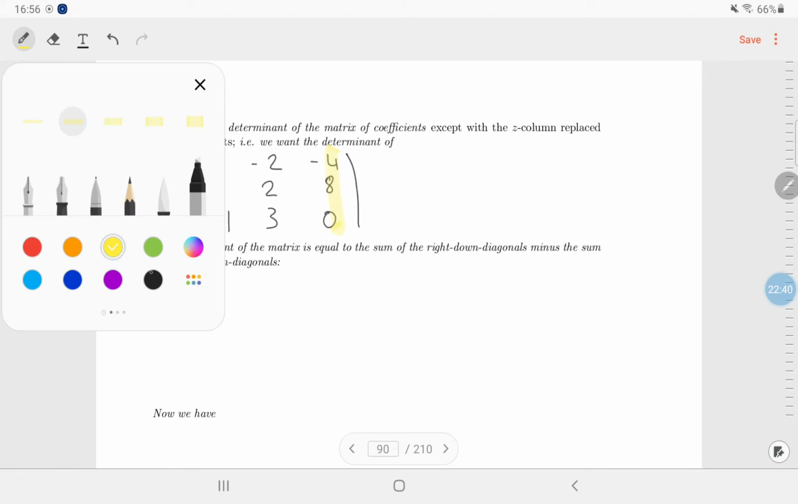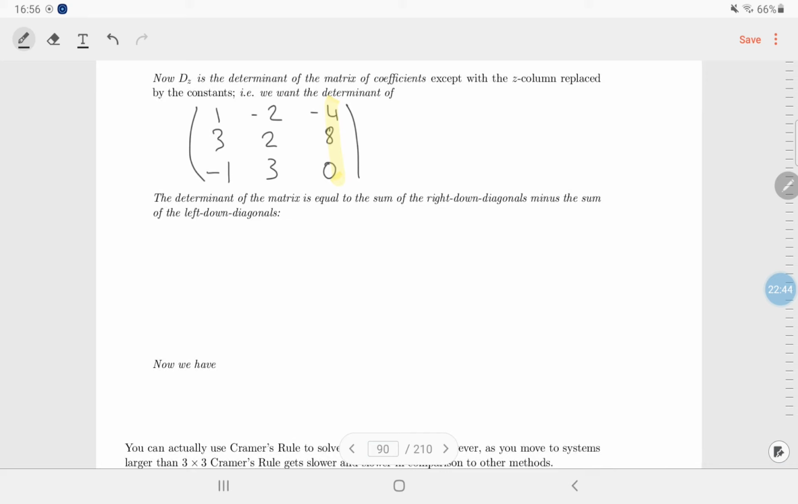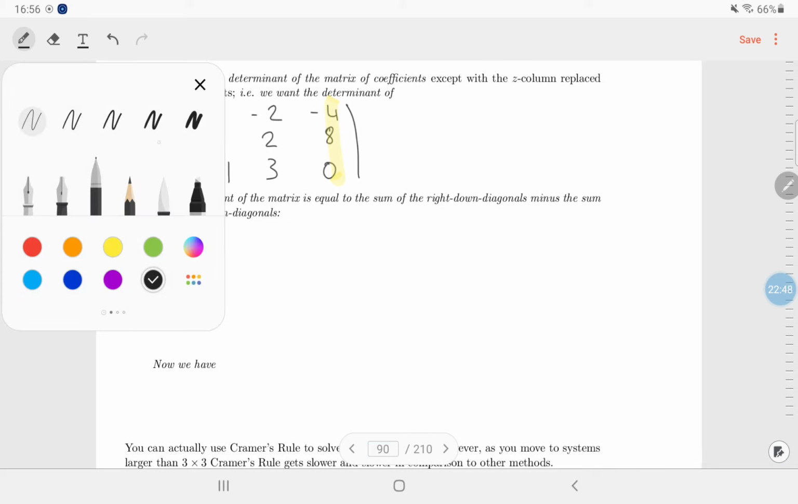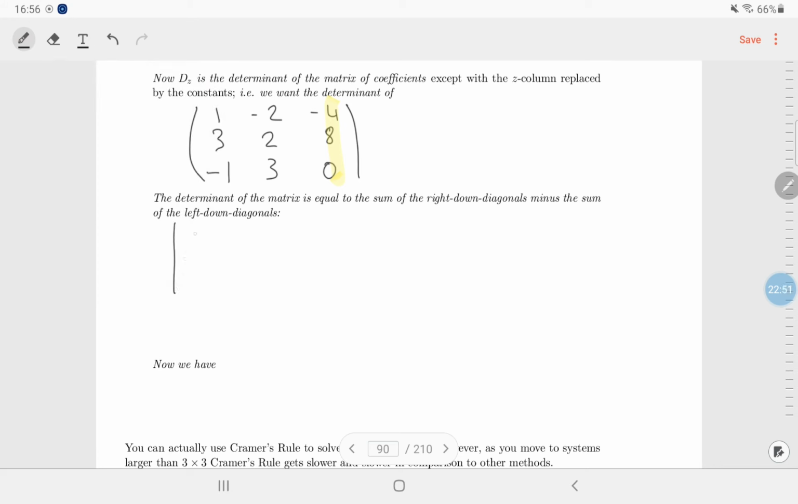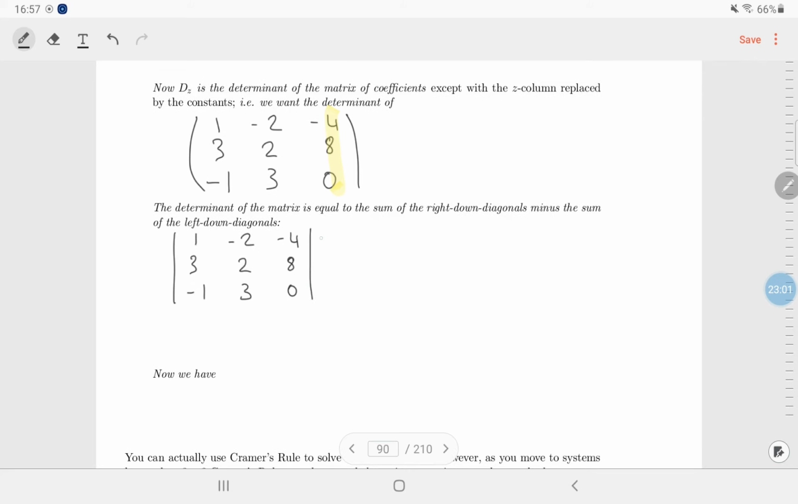Now I want to calculate the determinant of this matrix. So off we go. I think I'm just going to start it again here. So 1, 3, minus 1. Now I seem to have made this a little bit small. If you make it small, it gets a little bit harder to deal with. I kind of saved it. Write the first two columns again, and do right down diagonals minus left down diagonals.